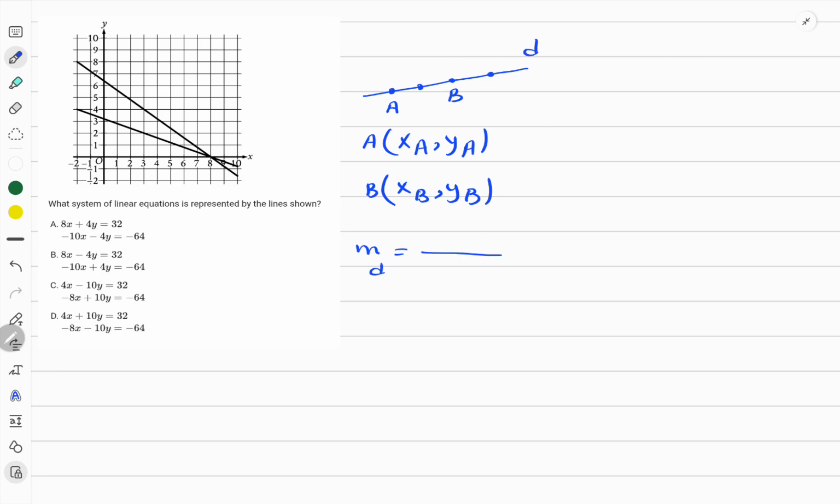When you want to find the slope of any line, for example, this line is called D, you can use the coordinates of these 2 points using this formula. Difference of y's over difference of x's.